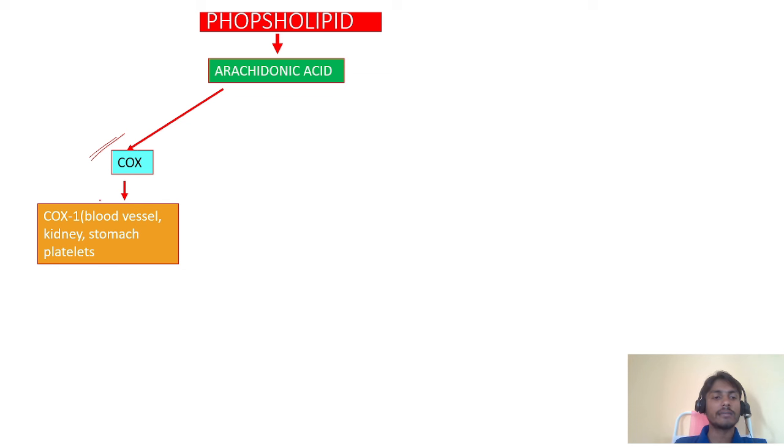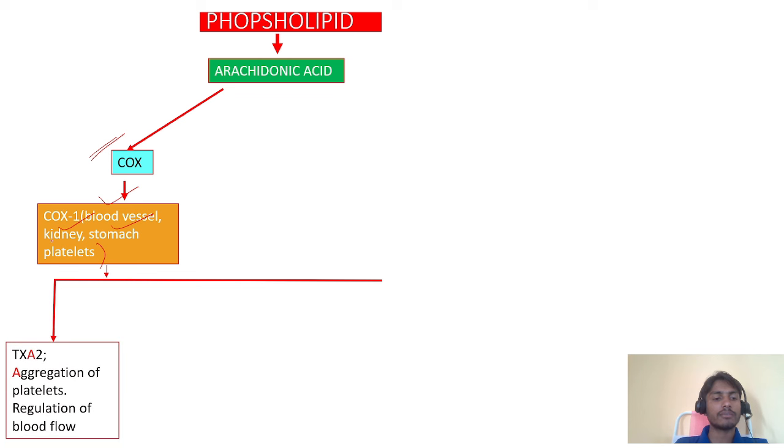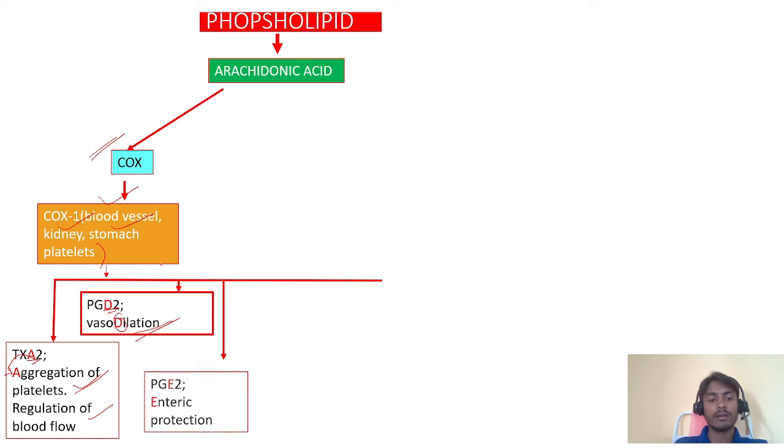COX-1 enzyme is present in blood vessels, kidney, stomach and platelets. This COX-1 enzyme is responsible for the production of thromboxane A2, which is responsible for the aggregation of platelets and regulation of blood flow. Next, prostaglandin D2, which is responsible for dilation. Next, prostaglandin E2, E for enteric.